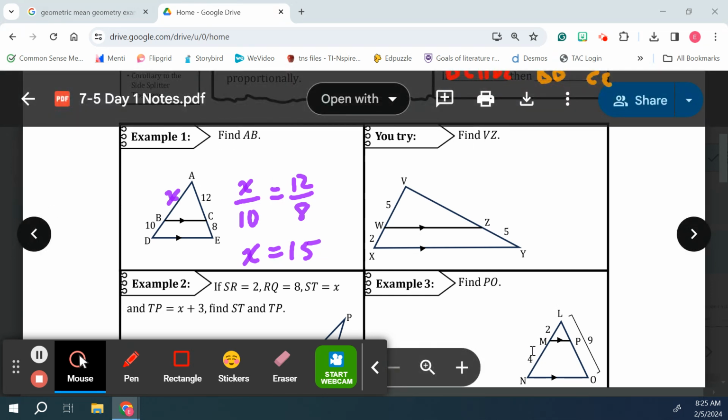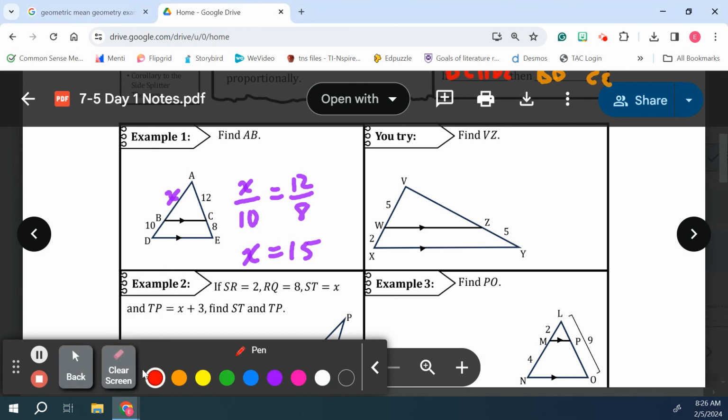Okie dokie, artichokes. Apparently we have an answer. Someone tell me, what was VZ? What was it? 12.5. Very good. What if I wanted a more exact answer than that? What would I say? Who remembers from last week? What if it says to give me an exact answer?